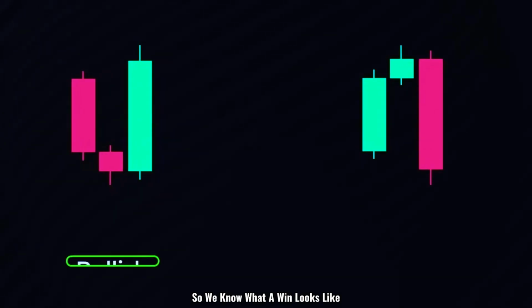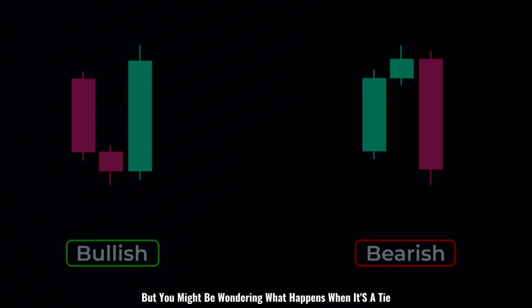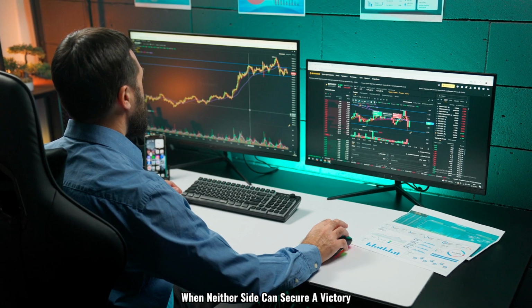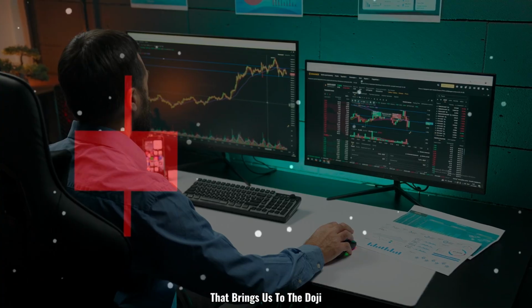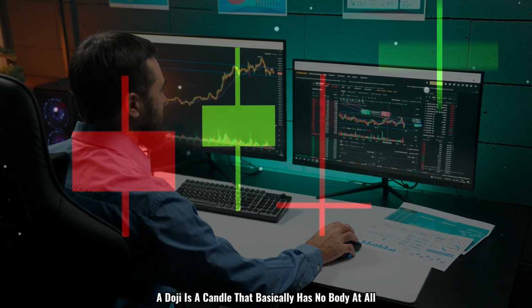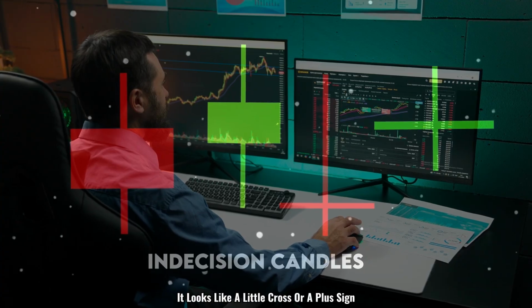So we know what a win looks like for the bulls and the bears, but you might be wondering, what happens when it's a tie? Like, what does the chart actually do when neither side can secure a victory? That brings us to the doji, the moment of silence. This is the ultimate stalemate. A doji is a candle that basically has no body at all. It looks like a little cross or a plus sign.